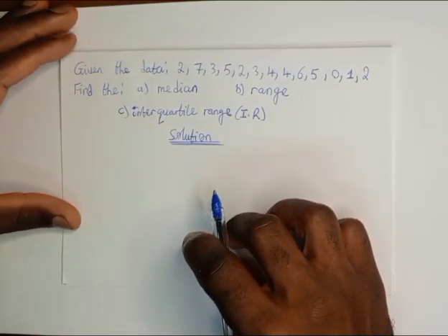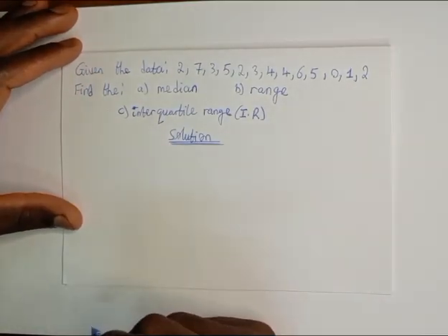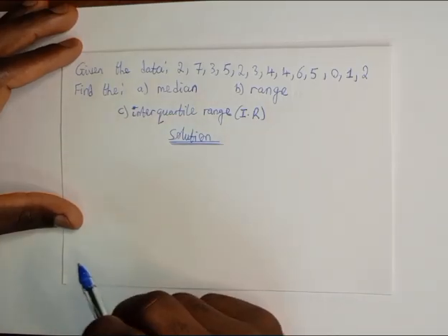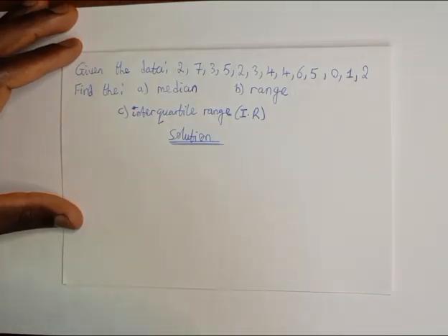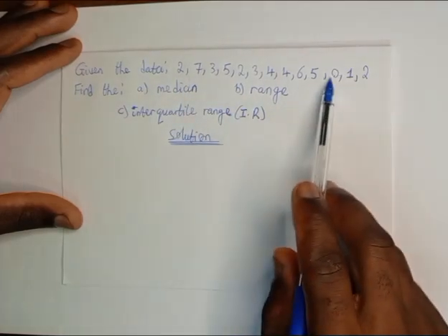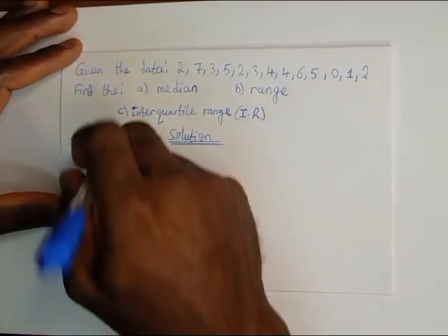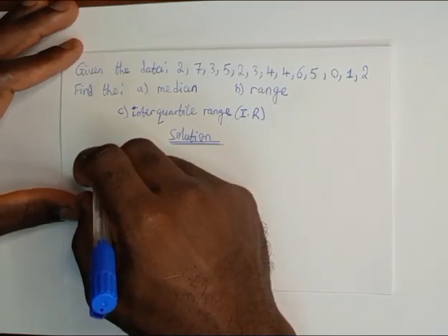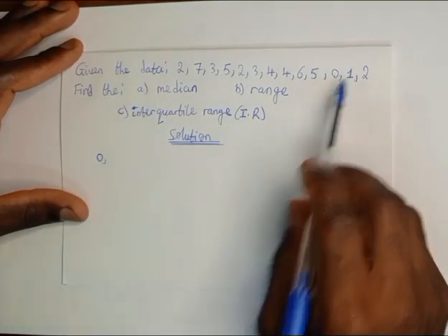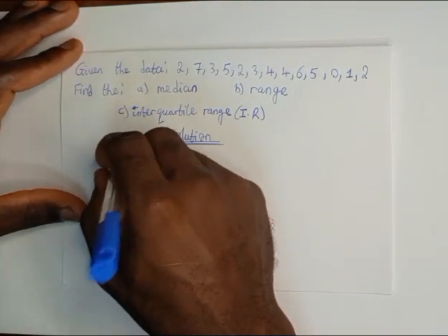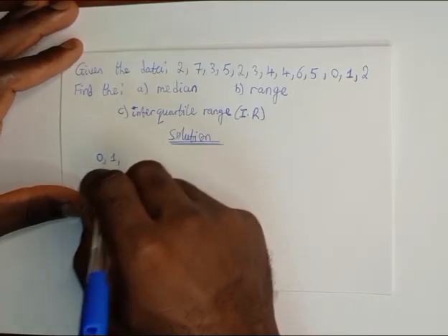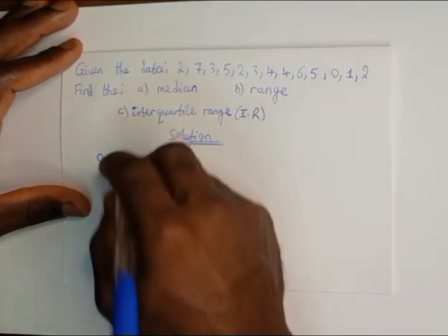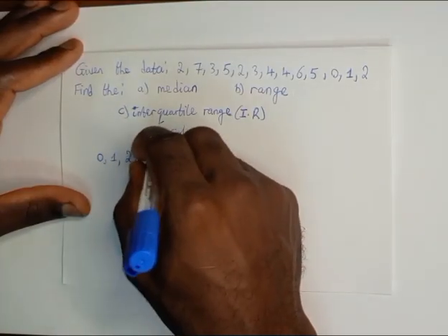For us to easily answer this question, the first thing we are going to do is arrange the data in ascending order, that means from the smallest to the biggest. Looking at the given data, you see that 0 is the smallest. We start from 0, it occurs once. We go to the next, which is 1, it occurs once. The next is 2, which occurs 3 times. We write 2 three times.